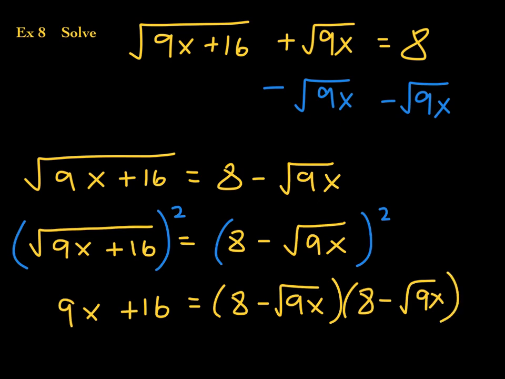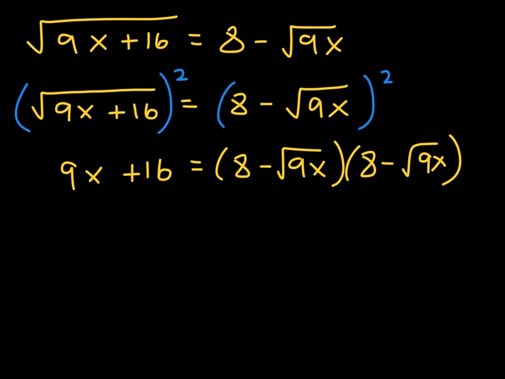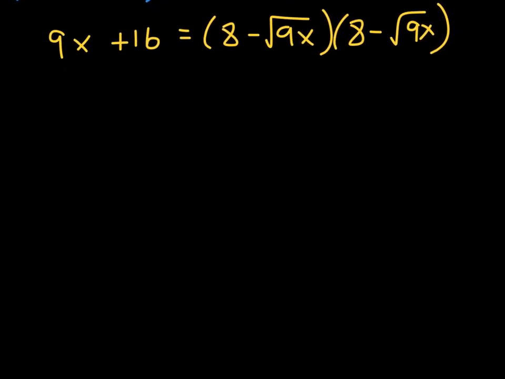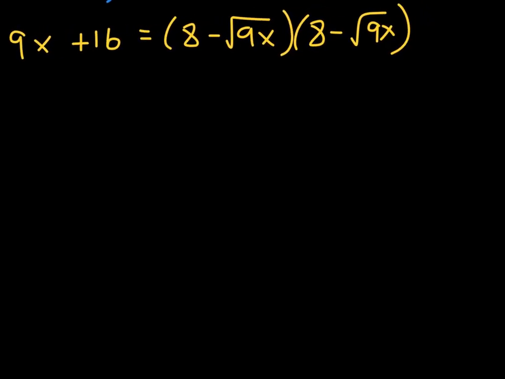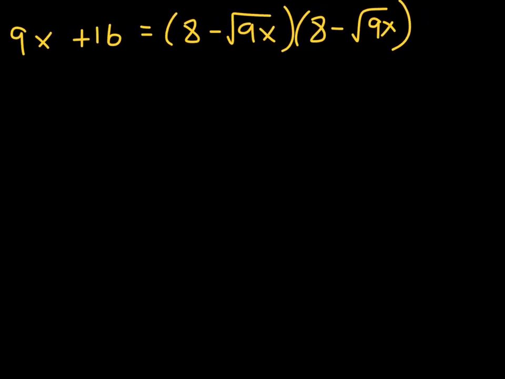It is imperative that you write that down correctly and understand how we are going to simplify that right-hand side. Now, the left-hand side is just 9x plus 16. Okay, we can just bring that down. But the right-hand side, we're going to have to FOIL, right? We're going to have to multiply 8 times 8, and then 8 times negative root 9x. Let me do that part first.